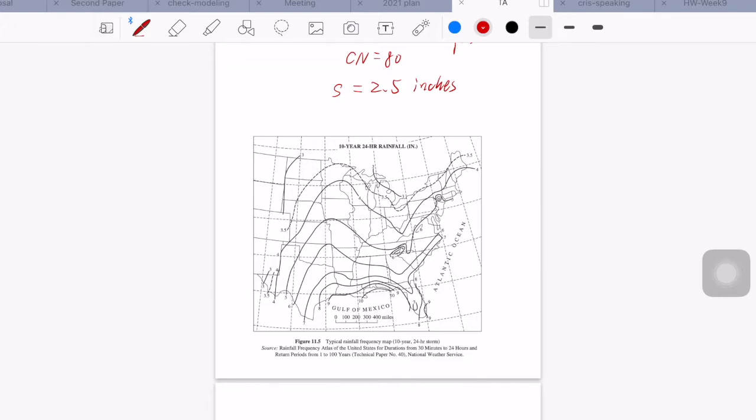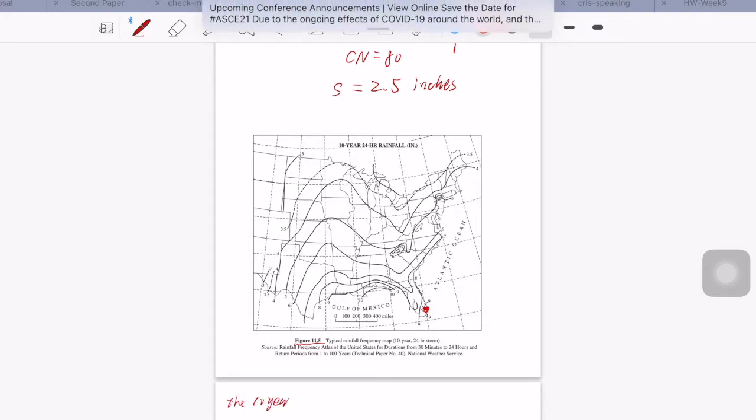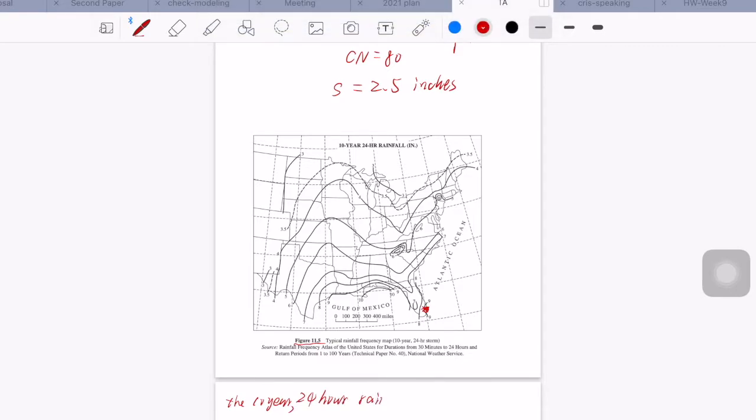And from this figure 11.5 in the textbook, Miami is located here, and we can determine that the 10-year 24-hour rainfall should be equal to 9 inches.